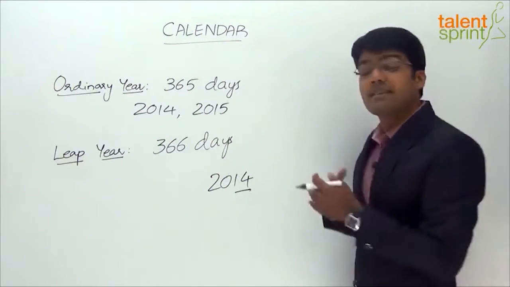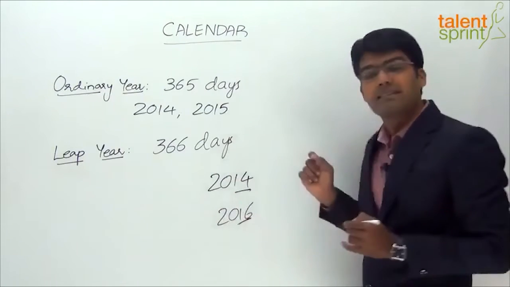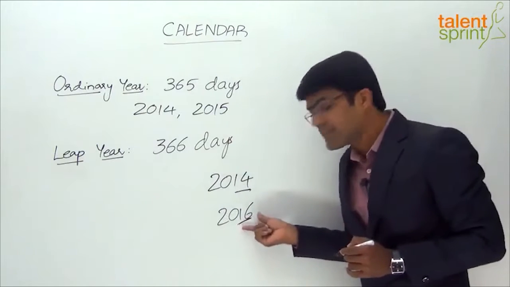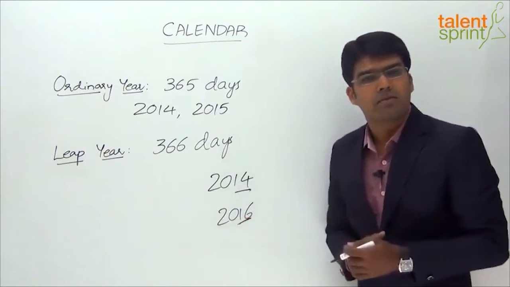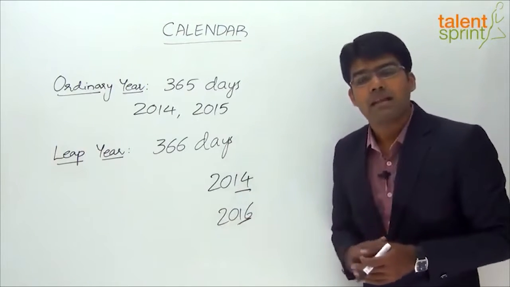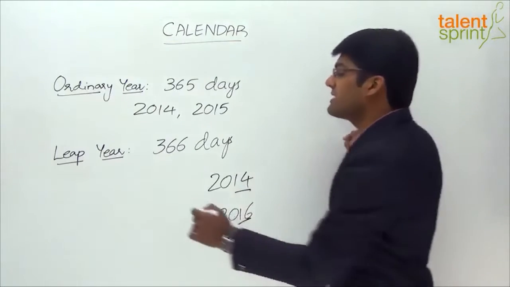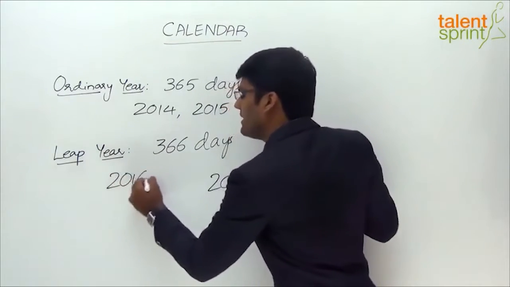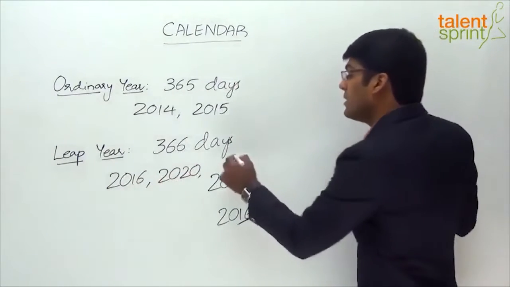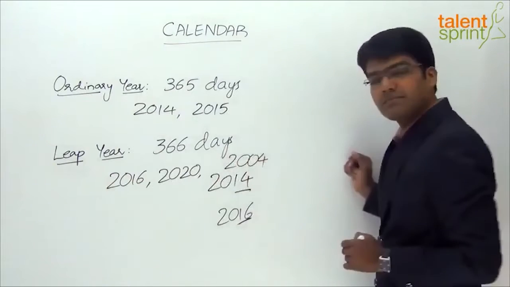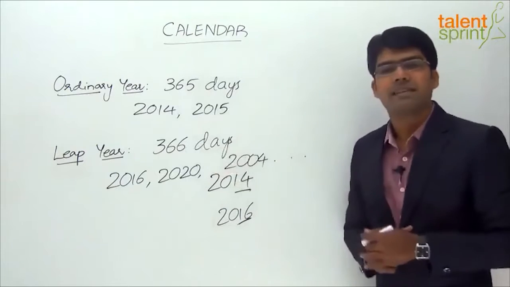And when we look at 2016, what happens? The last two digits are 16. And because 16 is exactly divisible by 4, we can say 2016 is also divisible by 4. And from the rules we know that if the given year is divisible by 4, then it becomes a leap year. So 2016 will be a leap year. Likewise 2020 will be a leap year, or for that matter 2004 was a leap year. And so on. So if a year is divisible by 4, then it becomes a leap year.